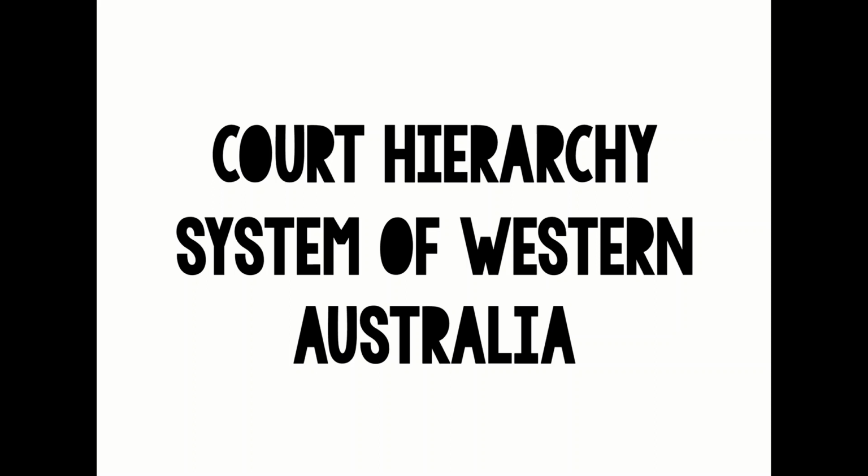Hi everyone, so today we are going to be talking about the court hierarchy system of Western Australia. So what you should be doing right now is getting out your HASS book and writing this title at the top of a blank A4 page. You will need a whole page today, so don't try and do it just on half a page or whatever space you have left. You need to start a whole new fresh page today.